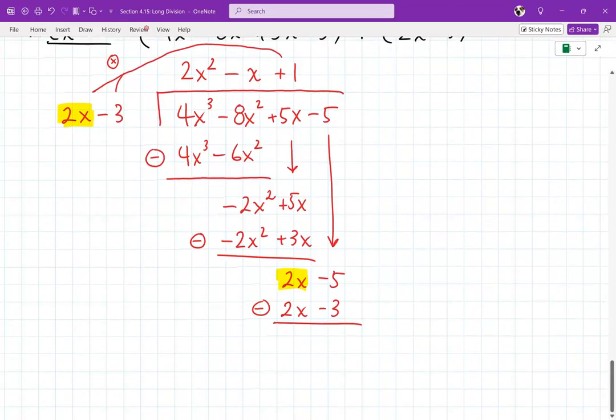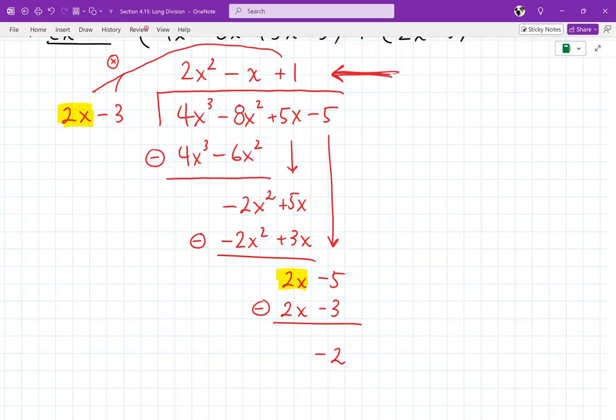So what's my result? The 2x minus 2x is 0. Negative 5 minus negative 3. What do I get? Negative 2. Awesome. There we go. We got our remainder. Well, good. So write your answer. This is your answer up here, and then you got to put your remainder in. So my answer is 2x squared minus x plus 1 minus 2 over 2x minus 3.